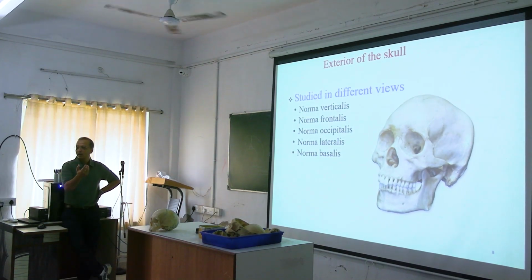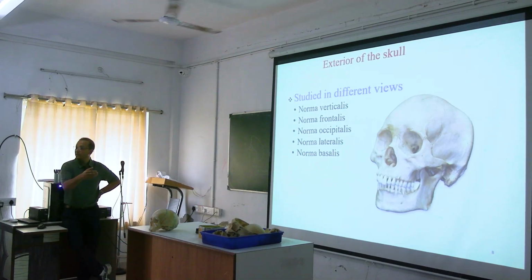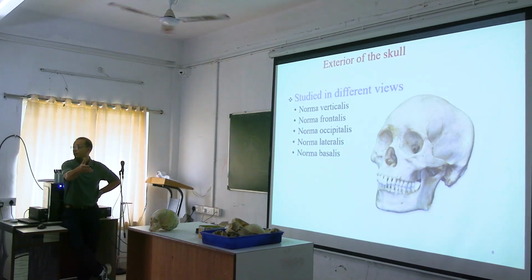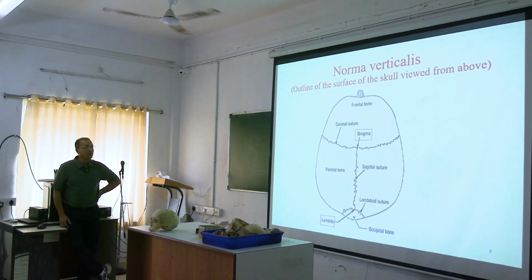I am looking at the skull from which view? Lateralis. So, I am not seeing all of them, right. On the lateral view, I am saying Norma Lateralis of the skull, showing the parietal bone, temporal bone, zygomatic bone, mandible, etc. See what you are trying to see? So, each of these things we are going to see.